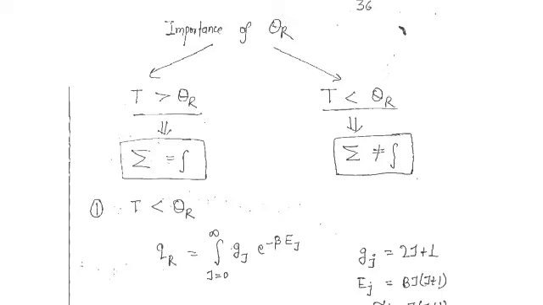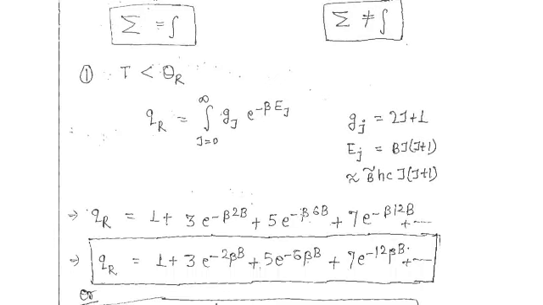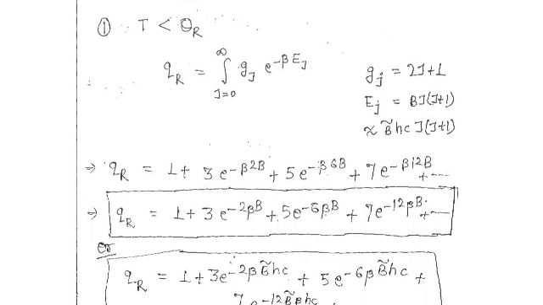All right. So first we are discussing the temperature which is less than theta r. Temperature less than theta r means the summation cannot be replaced by the integral, because not all the states can be accessed. All right. So Q r will be.